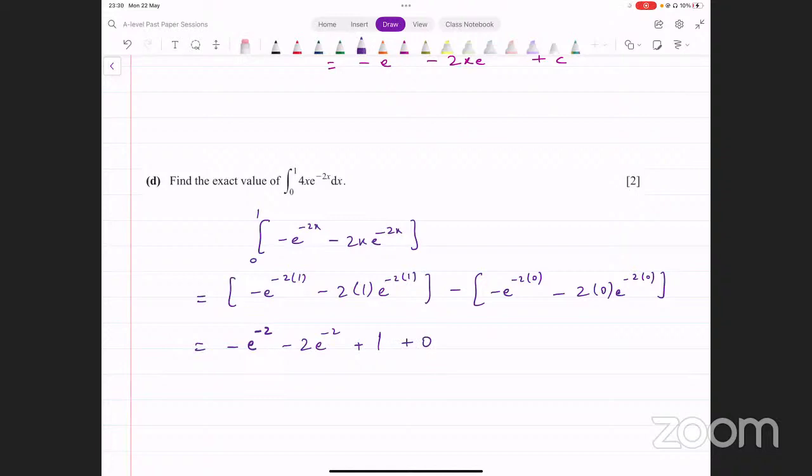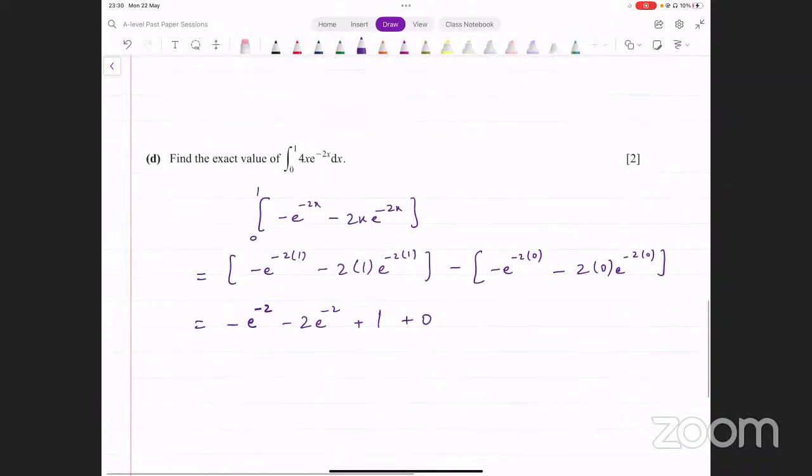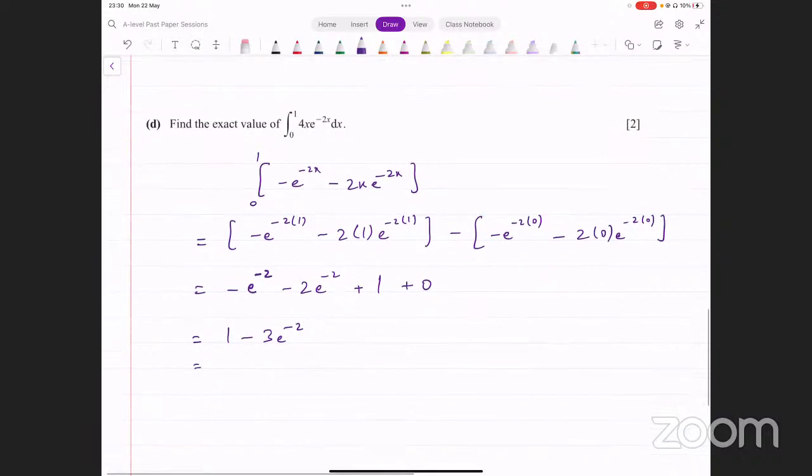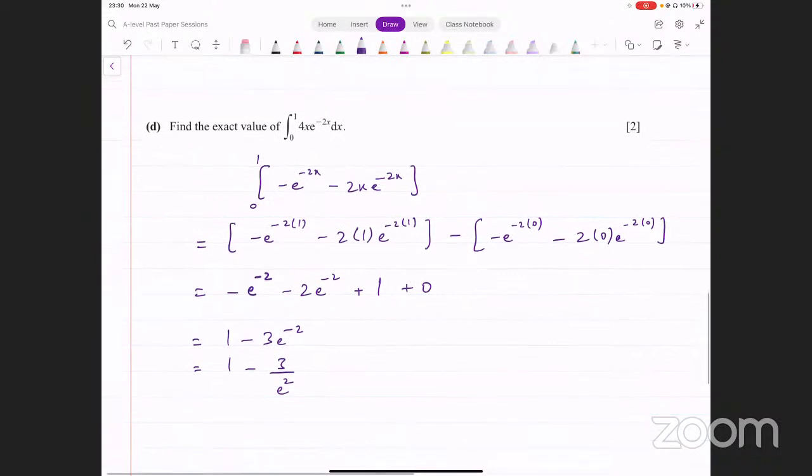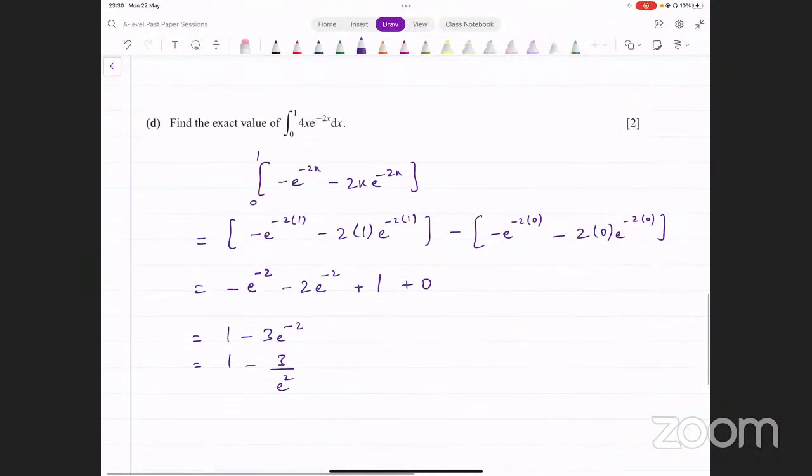Now, since we are looking for an exact value, उसको decimals में हम नहीं convert करेंगे. Our final answer is just going to be 1 minus 3e raised to power minus 2. इसको as it is रहने दें. Or if you want, you can also write it like this: 1 minus 3 over e square. And that's your final answer. All right, that's what we get in the last part here. That's it. Let's move on.